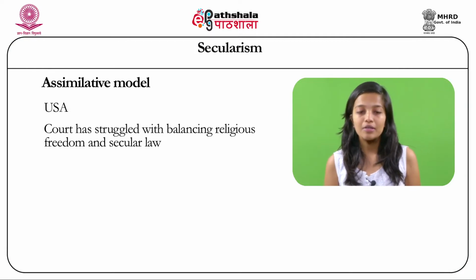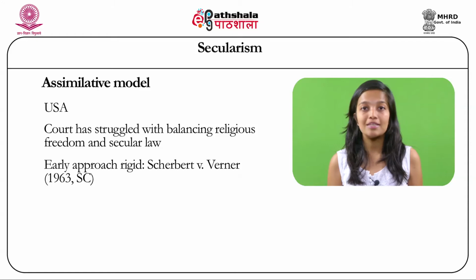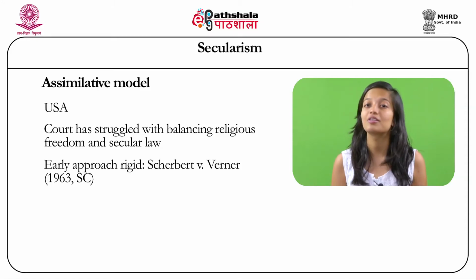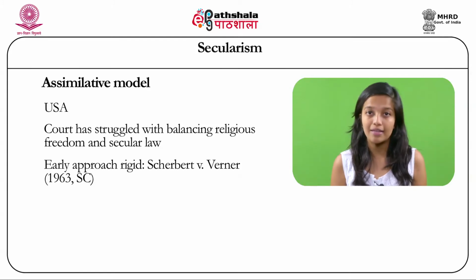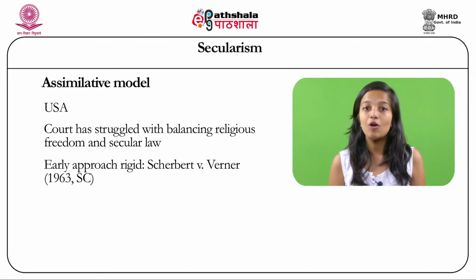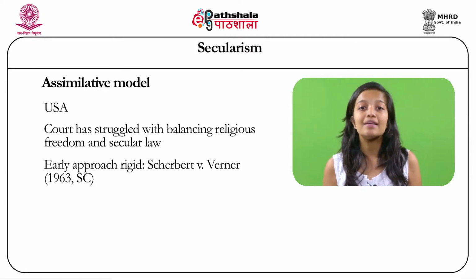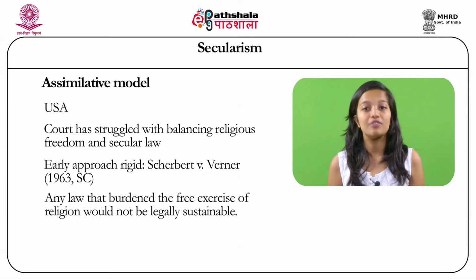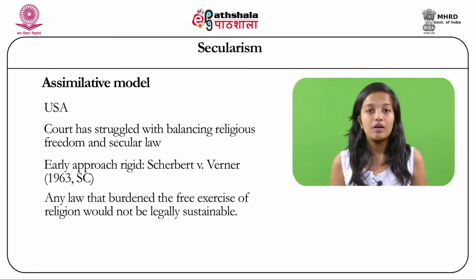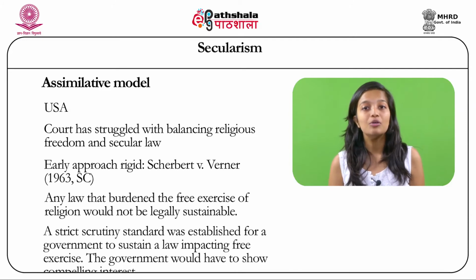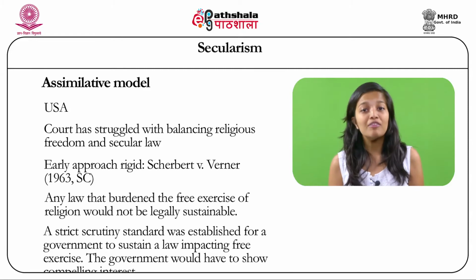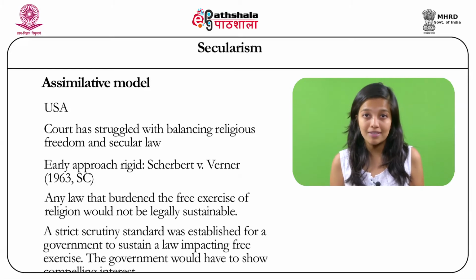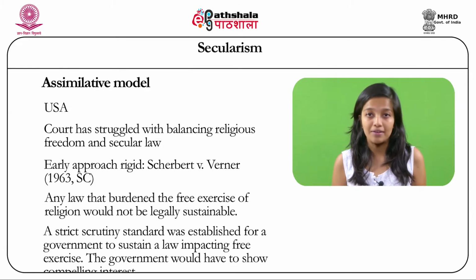secular laws. Now, the early approach that the Supreme Court took is manifested in the 1963 decision of Sherbert versus Verner. And this resulted in what is popularly known as the Sherbert test that held the ground for many, many years. The law laid down in this case was that any law that burdened the free exercise of religion would not be legally sustainable. What happened was that a strict scrutiny standard was established for a government to sustain any law that impacted the freedom of religion. And further, the government would therefore have to show some sort of compelling interest for that law to be in place in order for the court to hold that the law was not invalid.